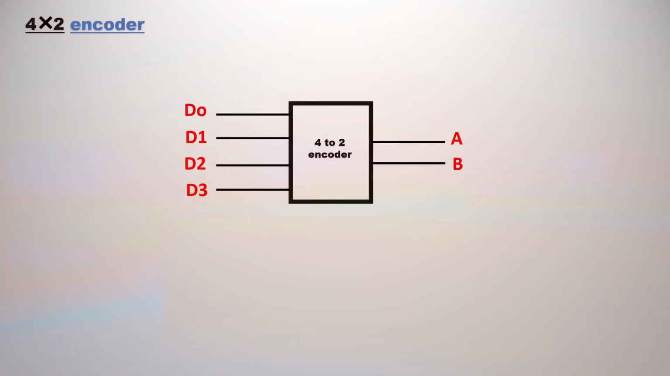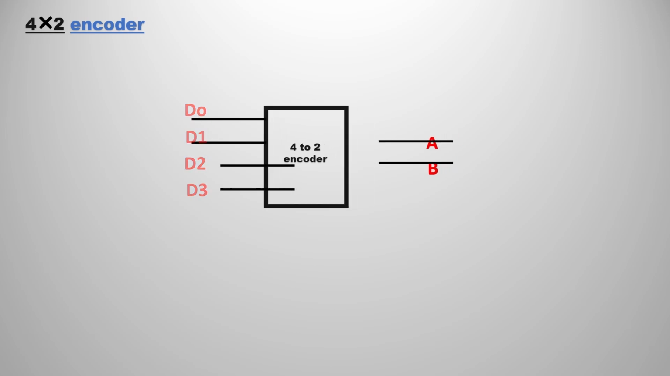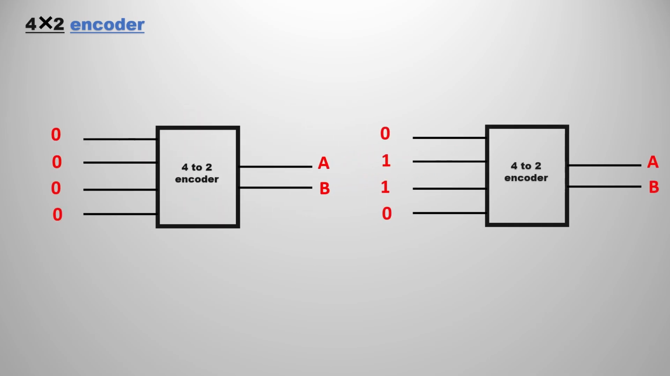So if you observe, this is known as the 4x2 encoder. We already know that an encoder has 2 power n inputs and n outputs. So it has inputs D0 to D3 and outputs A, B. That is a normal encoder. In the normal encoder we can pass the variables and get the output in binary format. That is not a big deal.